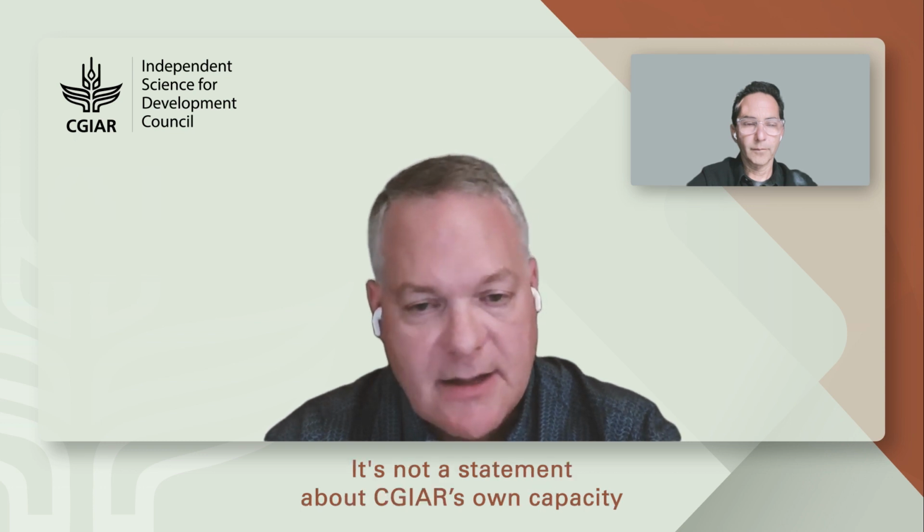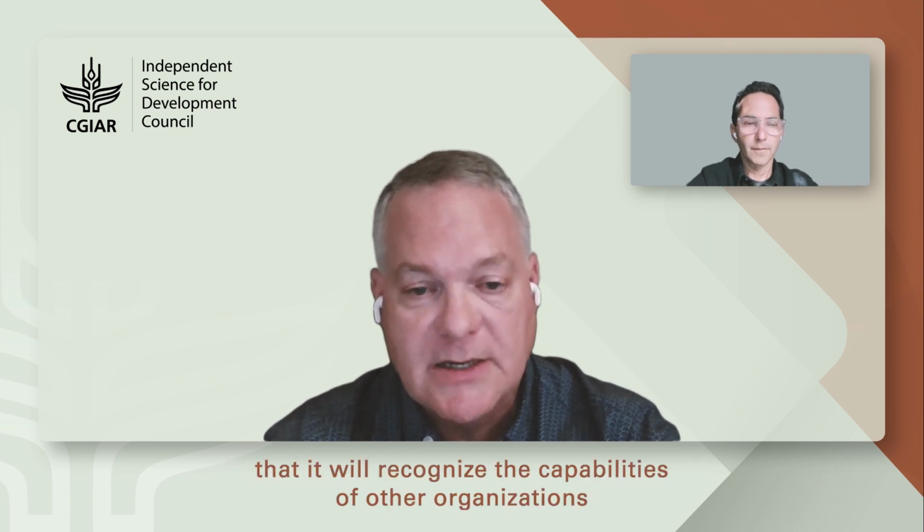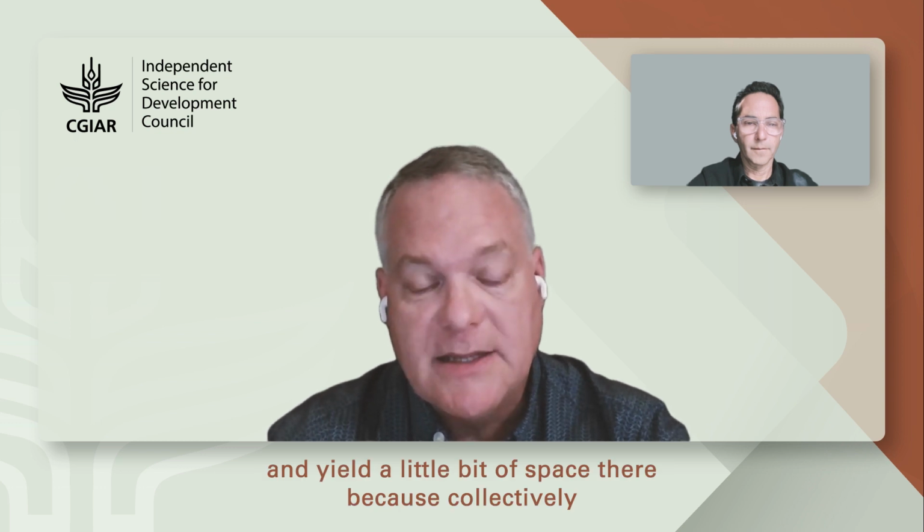The focus here is deliberately on the deliverables. It's not on CGIAR, it's on the shared objectives that comparative advantage empowers CGIAR to make a greater relative contribution to faster progress on these shared objectives. It's not a statement about CGIAR's own capacity to do those particular tasks. It's a statement about CGIAR's commitment to these shared objectives, that it will recognize the capabilities of other organizations and yield a little bit of space there, because collectively we actually make faster and farther progress as a result.